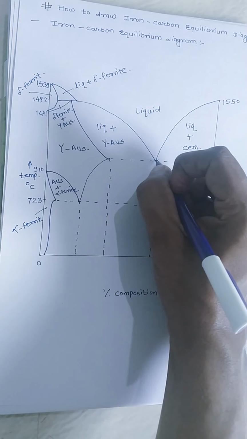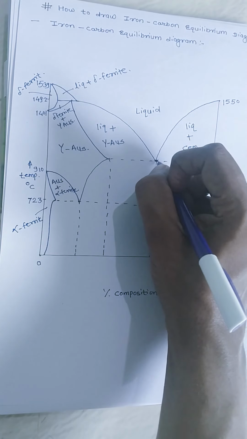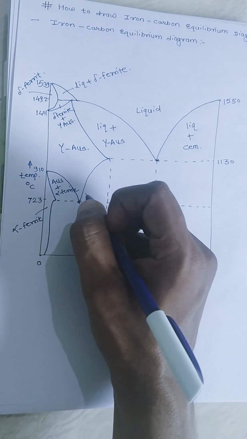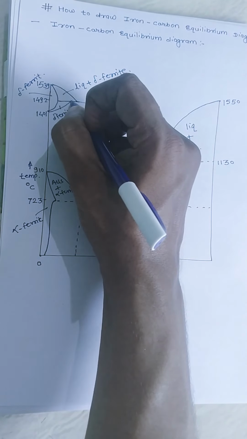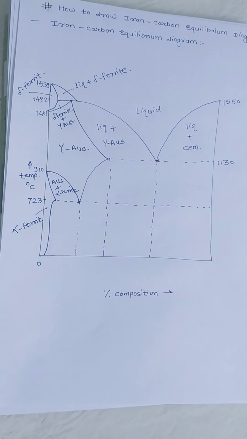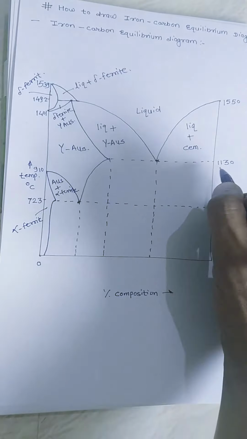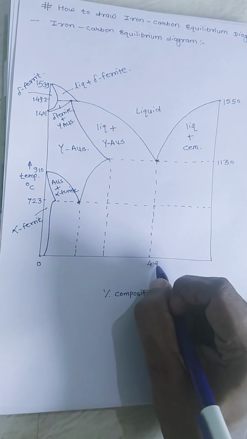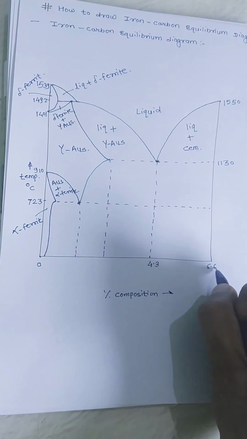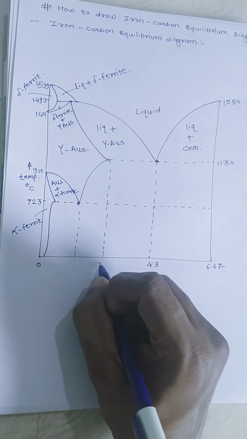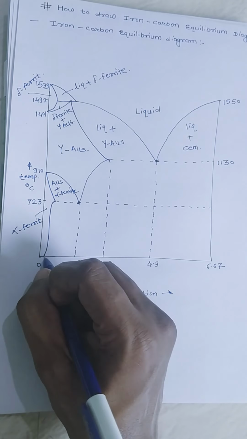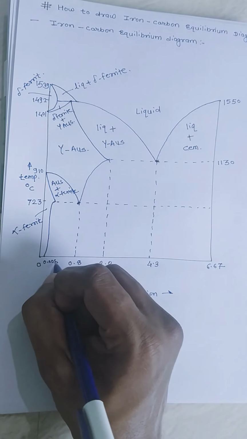After that, which reaction? Eutectic reaction is carried out here, eutectoid reaction is carried out here, and peritectic reaction is carried out here. We know that the eutectic reaction is carried out at the temperature 1130 degrees Celsius and composition 4.3. And this is 6.67. This is 2.0. This is 0.8, and here 0.008.